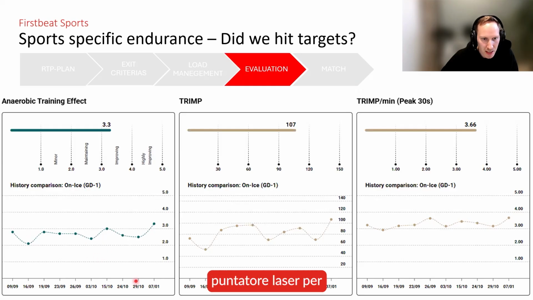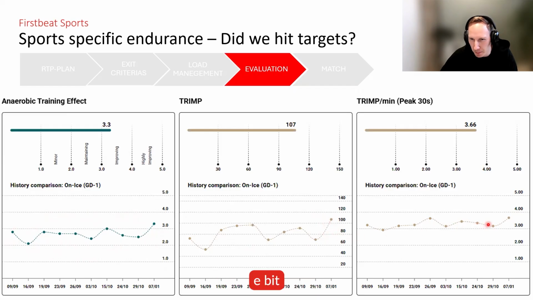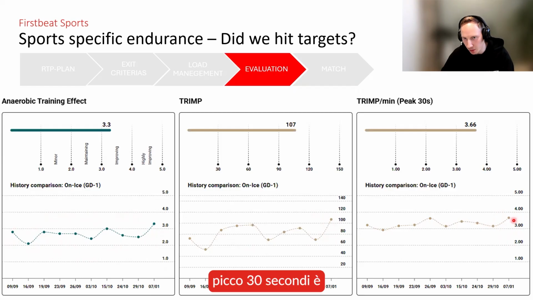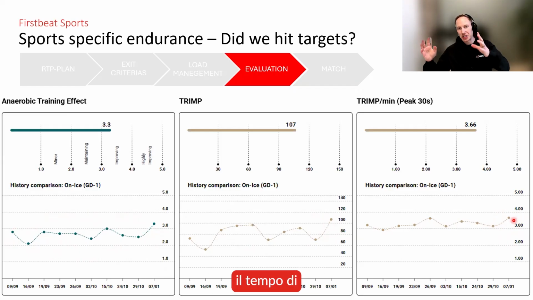I will just use the laser pointer to make it a bit more visible for you. So on the 7th of January, the anaerobic training effect was a bit higher than on all the other days pre-injury, or game day -1 days pre-injury. The same trend can be seen for TRIMP, and a bit also for TRIMP per minute peak 30 seconds. The TRIMP per minute peak 30 seconds is the highest 30-second intensity that is achieved during game day -1. But these are quite close still to each other.